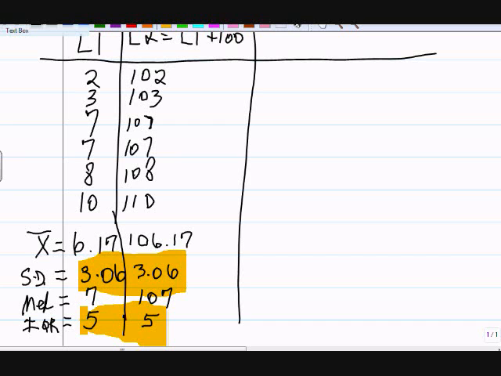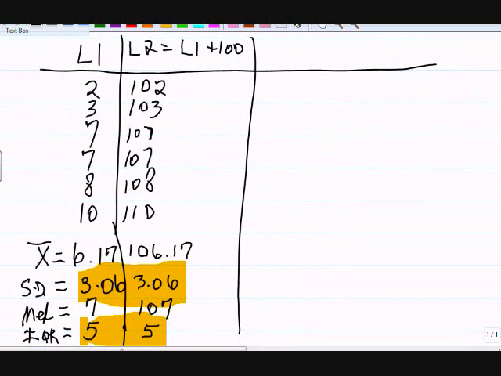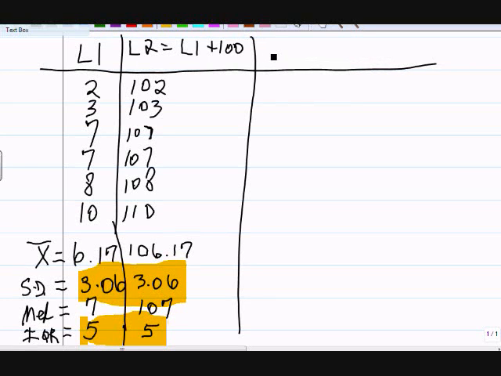All right. Let's see what happens when, instead of adding a scalar, we put this into list 3. I'll write it in a different color. So let's just take what was in list 1. I'm always going to go back to list 1. And instead of adding 100, I'm going to multiply by 25.